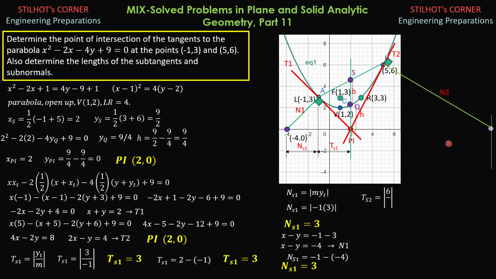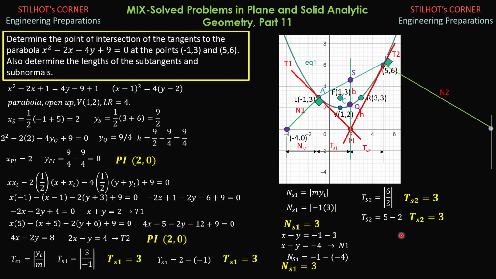Then finally, for TS2, that's normal 2. So this is t sub s2, and that's n sub s2. So substituting into the formula, yt this time is 6, and the slope of tangent 2 is positive 2, negative 2 over negative 1, so positive 2. So 6 over slope of tangent 2, so it's also 3, and you can read it from the figure also. Another way is right x 5 minus left x 2, so it's also 3.